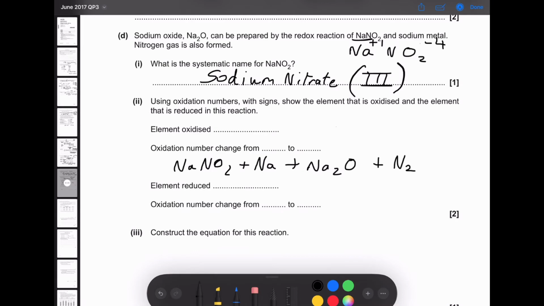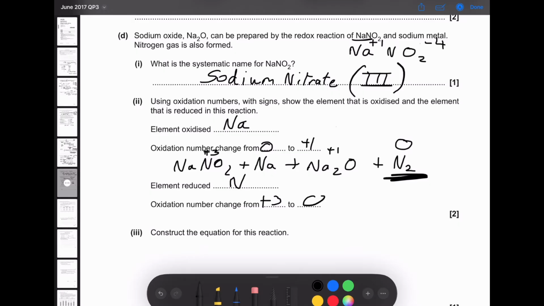Well, we've just said that nitrogen up here is going to be +3, and in an element it's always 0, so we know that nitrogen is reduced. So we have to put nitrogen in here. Oxidation number change from +3 to 0. Elements are always 0. And on that note, we've got sodium here, which is 0, and it's changing into +1. So +1, which is sodium.